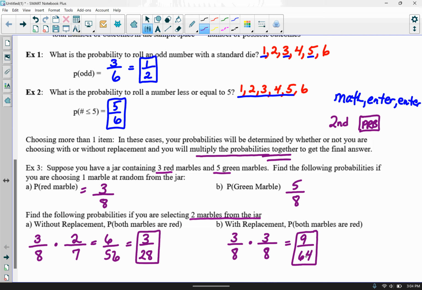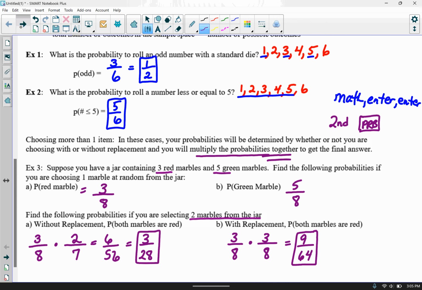Just pop that in your calculator, use your math, enter, or your second PRB, change it back to a fraction. If the fraction can be reduced, your calculator will do it. If it can't be reduced, then your calculator will just give you that fraction right back out at you, okay? So there's no harm, no foul in that.